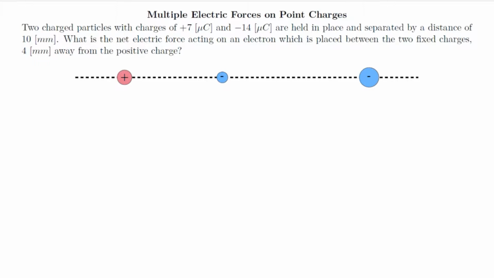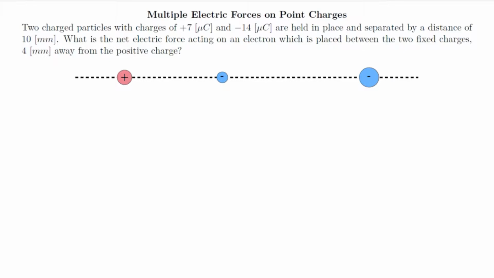Multiple electric forces on point charges. Two charged particles with charges of positive 7 microcoulombs. Remember, that's the Greek letter mu, and it's a prefix meaning micro. And we have a negative 14 microcoulomb charge. They're held in place and separated by a distance of 10 millimeters. What is the net or total electric force acting on an electron, which is placed between the two fixed charges, which are listed above, 7 and 14? It's placed 4 millimeters away from the positive charge.